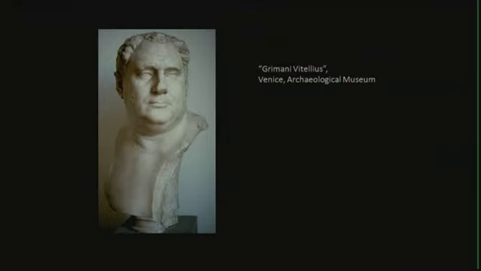And this sculpture, which was apparently dug up in Rome in the early 16th century, was then given to the city of Venice by Cardinal Grimani in 1523, where it still is in the Archaeological Museum, commonly known as the Grimani Vitellius.